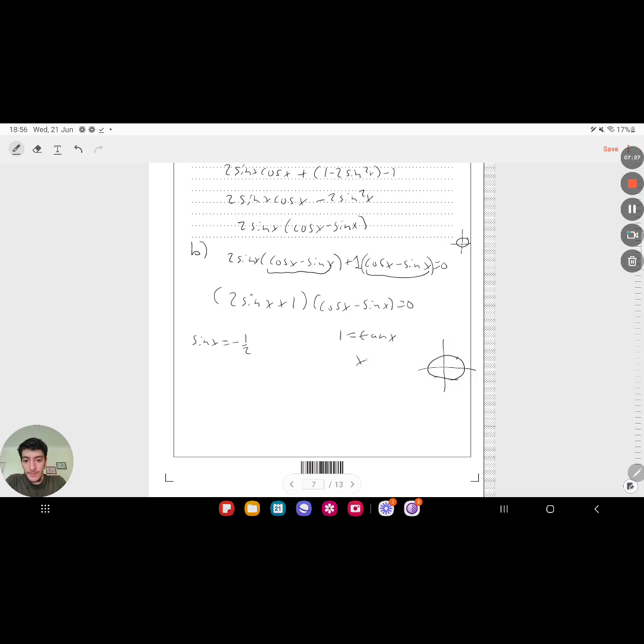So x can be pi over 4, because that would be this angle, pi over 4. But then we have this one. Now I think adding pi would get that, so I'm going to do that. So x is also equal to 5 pi over 4.